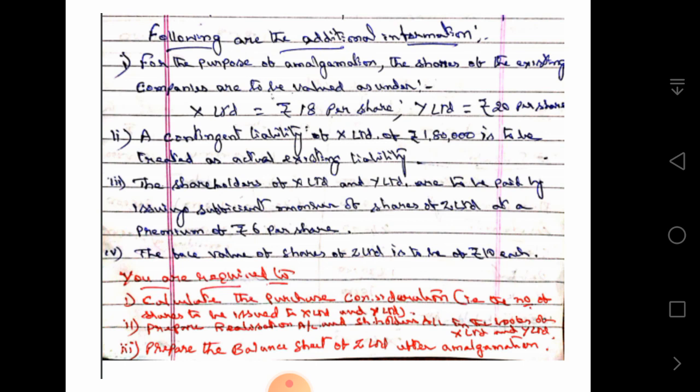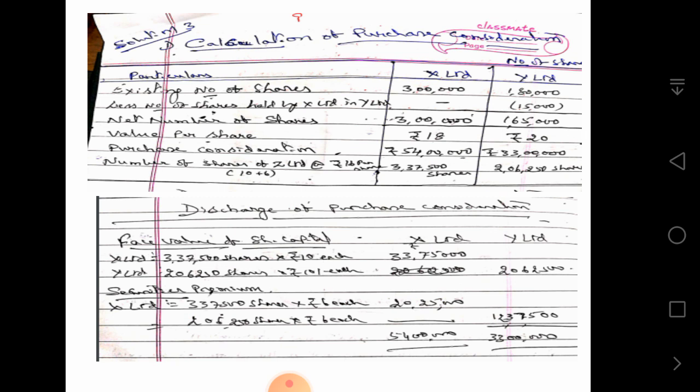You are required to calculate purchase consideration, that is, the number of shares to be issued to X Limited and Y Limited. Prepare realization account and shareholders account in the books of X and Y Limited. Prepare balance sheet in the books of Z Limited after amalgamation. Now we shall calculate purchase consideration.